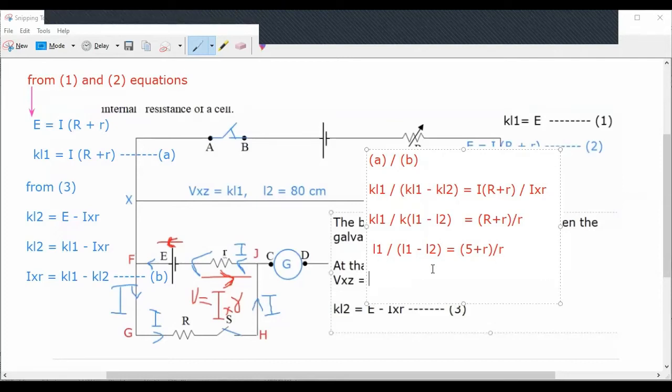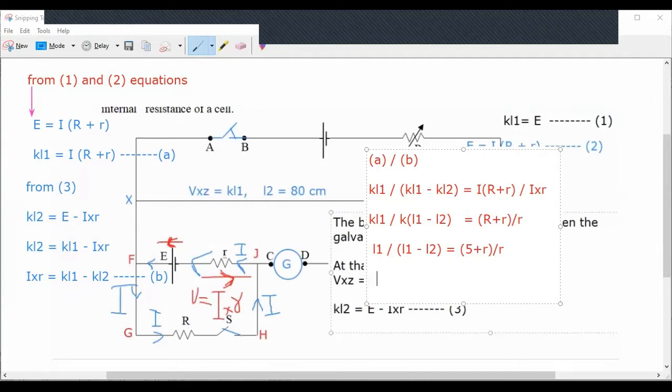Right. If you want, you can simplify it like this. You can take the simple r term to this side by cross multiplication, and the denominator L1 minus L2 can be taken to the other side by cross multiplication, L1 divided by L1 minus L2. The denominator L1 minus L2 goes to the other side, and similarly the denominator simple r goes to this side. So it will be something like this.